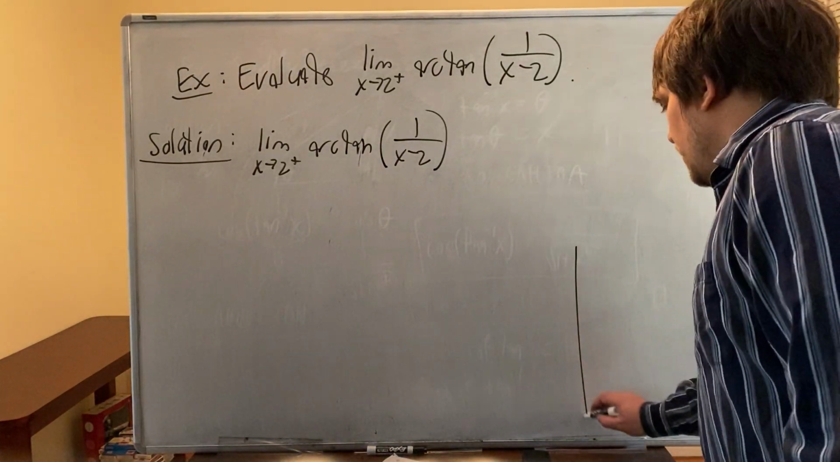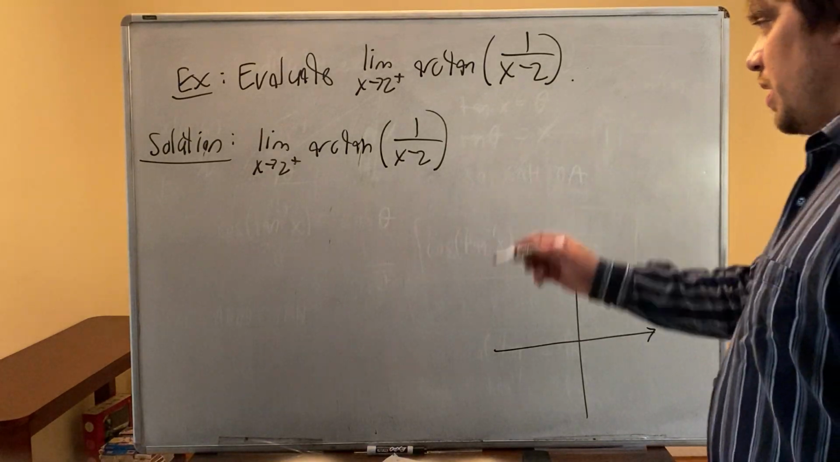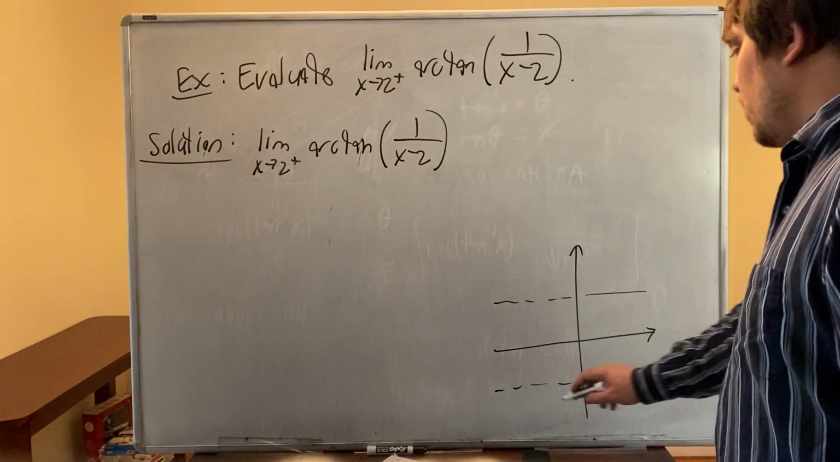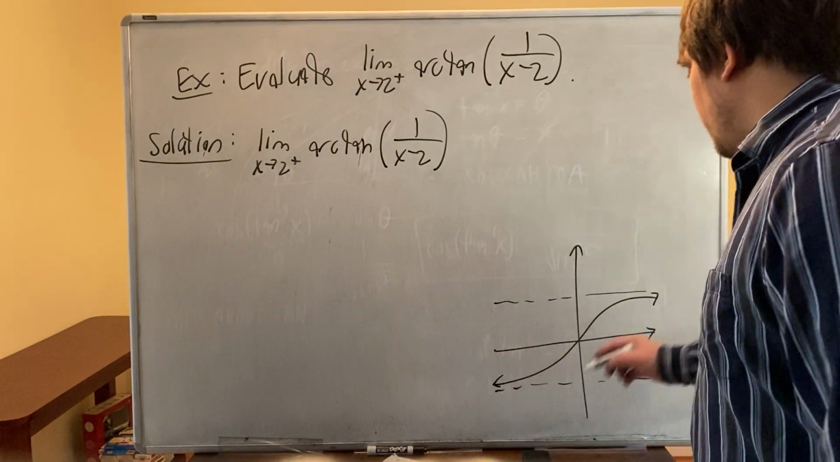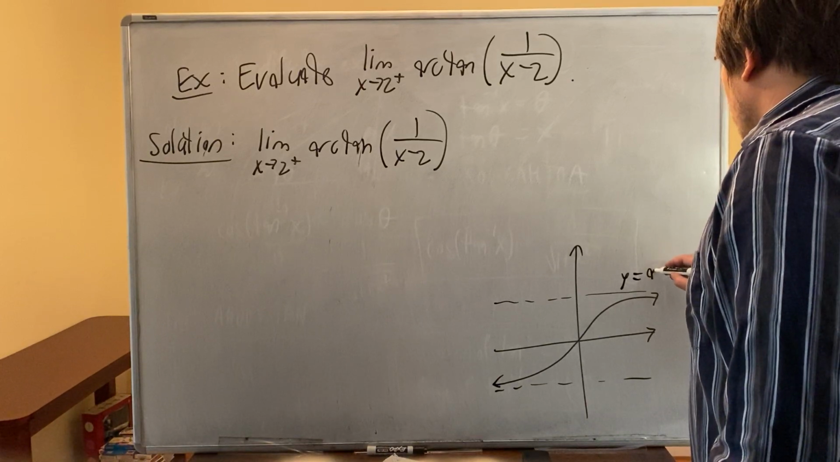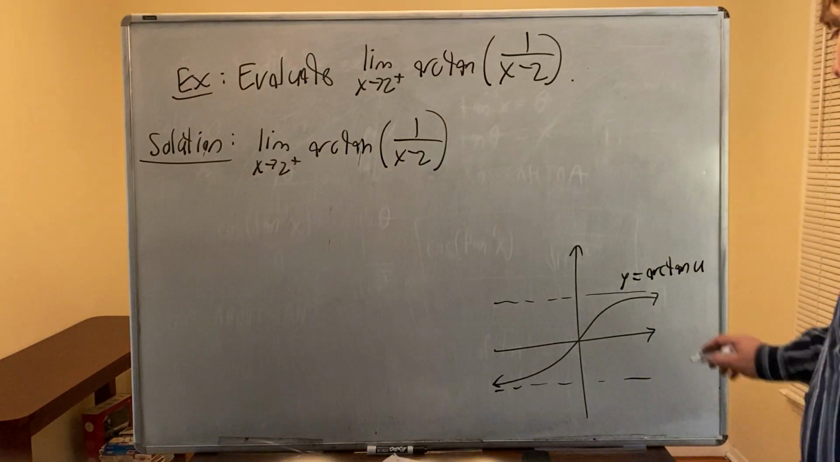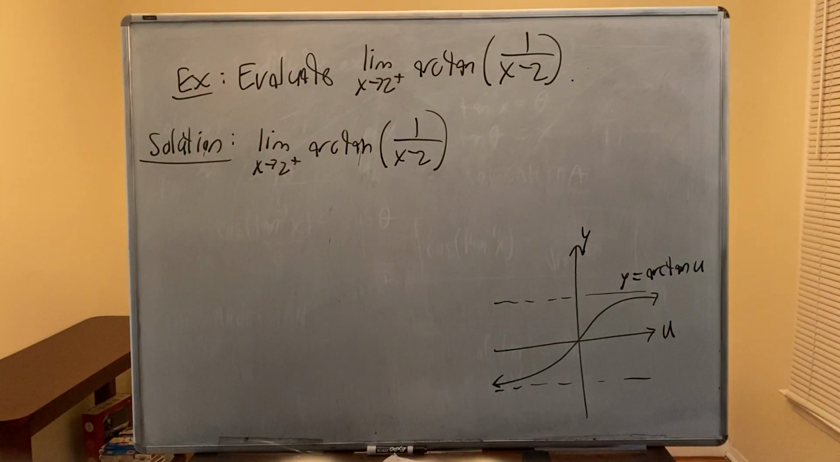To help you visualize it, I drew the picture. The graph of arctan of a variable, I'm going to call it u, so it's a different letter than the one in the problem. Hopefully that doesn't make it confusing. This is the graph of arctan of u, where this is the u-axis and that's the y-axis. Okay, that's the graph of arctan of u, right?